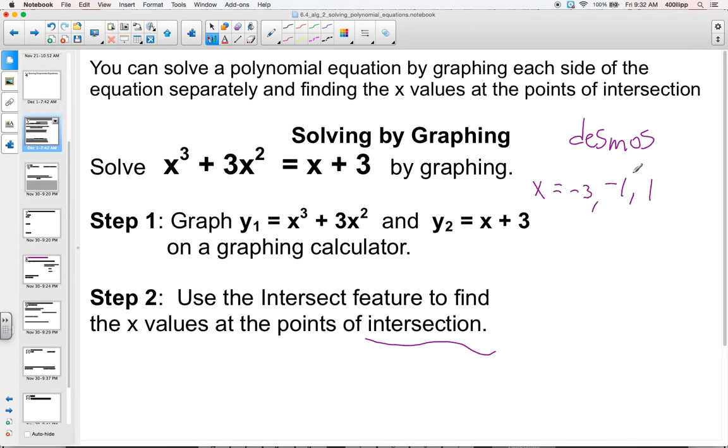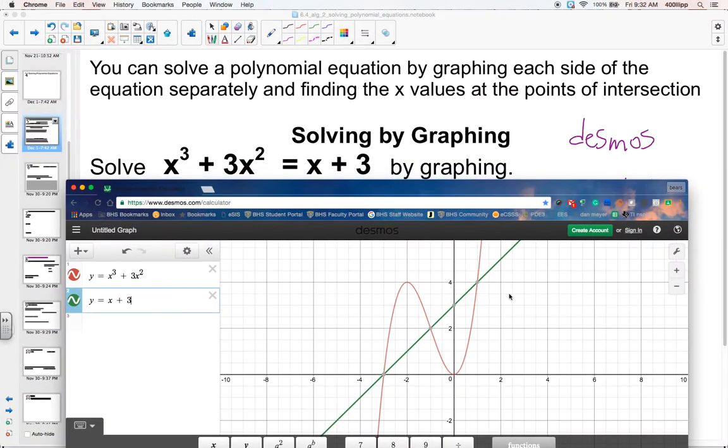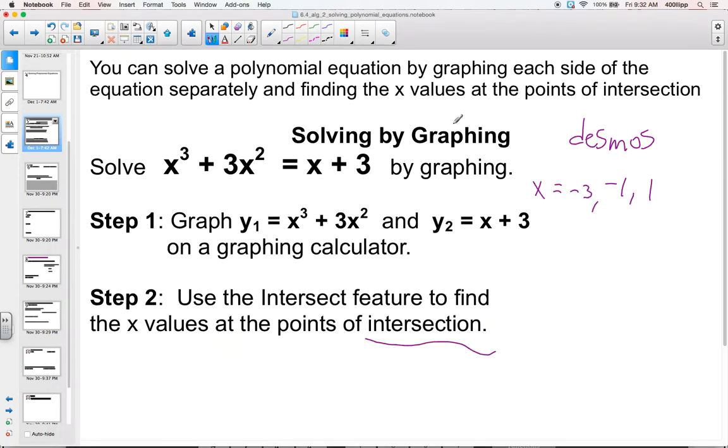Those are your x values, and if you plug in these x values to either one of these equations, the linear one will be a little easier. That's how you'll get the y values. Okay, so if we wanted to write them as points, we have negative 3, 0, negative 1, 2, and 1, 4. Those are your points of intersection.